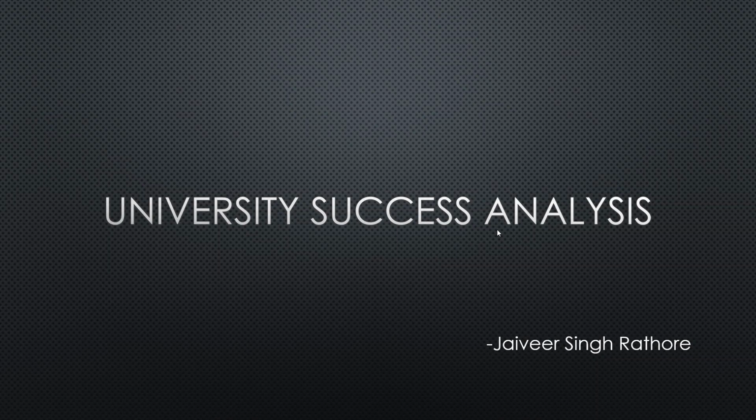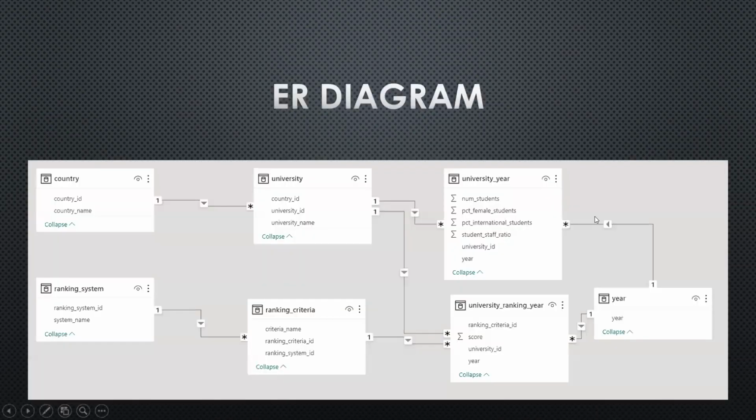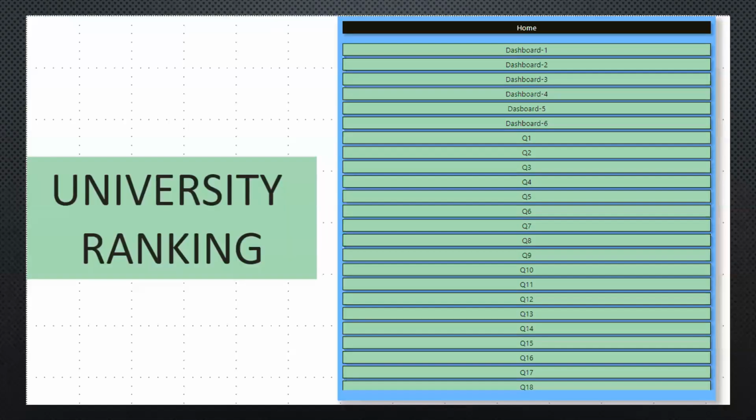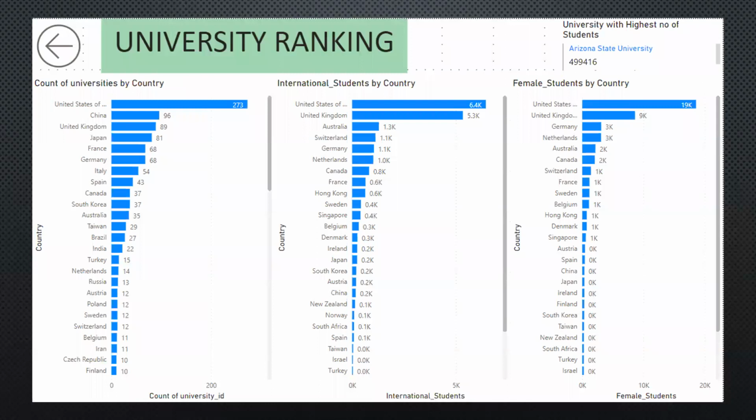Moving on to the next slide. This is the ER diagram in which we have shown how the data flows from one data sheet to another data sheet. And going to the Power BI dashboards, this is the front home dashboard through which you can navigate to all the dashboards and through all the questions. And this is the first dashboard where you have all the counts of the countries.